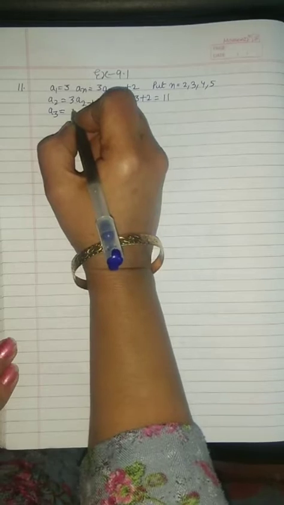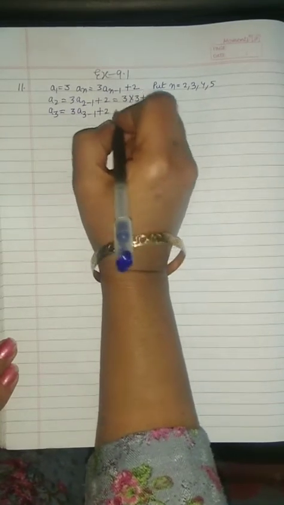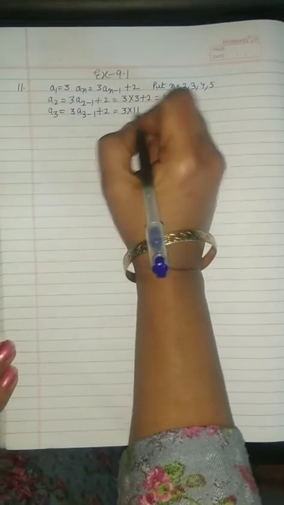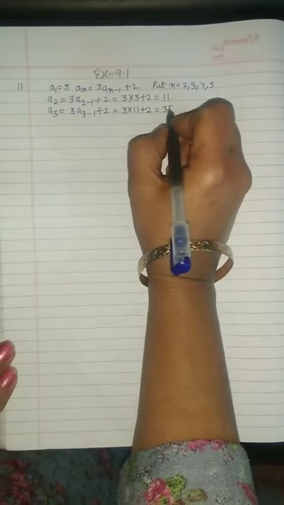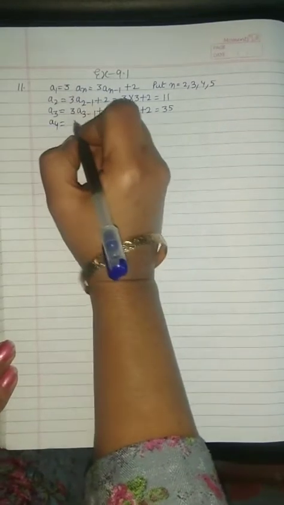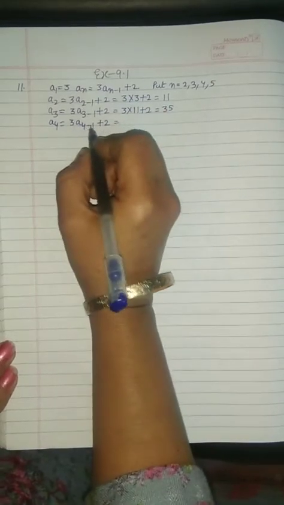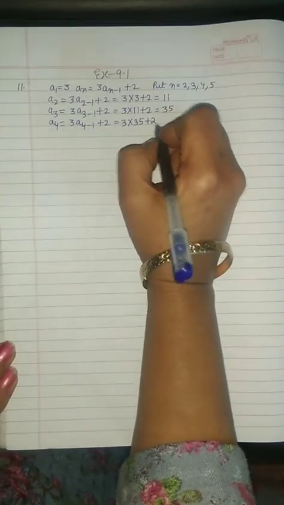a3 is equal to 3a_(3-1) + 2, which is equal to 3 into a2, and a2 is 11. So 11 into 3 plus 2, it will be 35. Then next a4 will be 3a_(4-1) + 2, which is equal to 3 into a3, and a3 is 35. So 3 into 35 will be 105, plus 2 is 107.